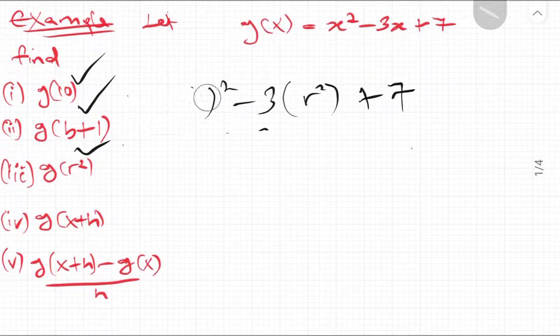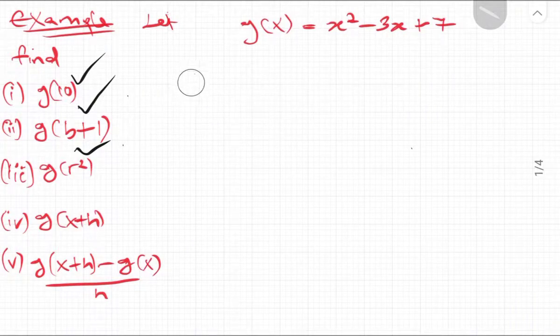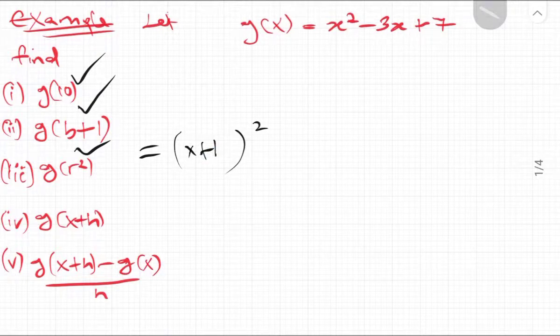So let's go to number 4. Alright. So we have g of x plus h. So anywhere we see x, we replace it with x plus h. So we have x squared from this, x squared. What is x? x is x plus h in this case. So we have minus 3x. What is x? x plus h. x plus h plus 7.